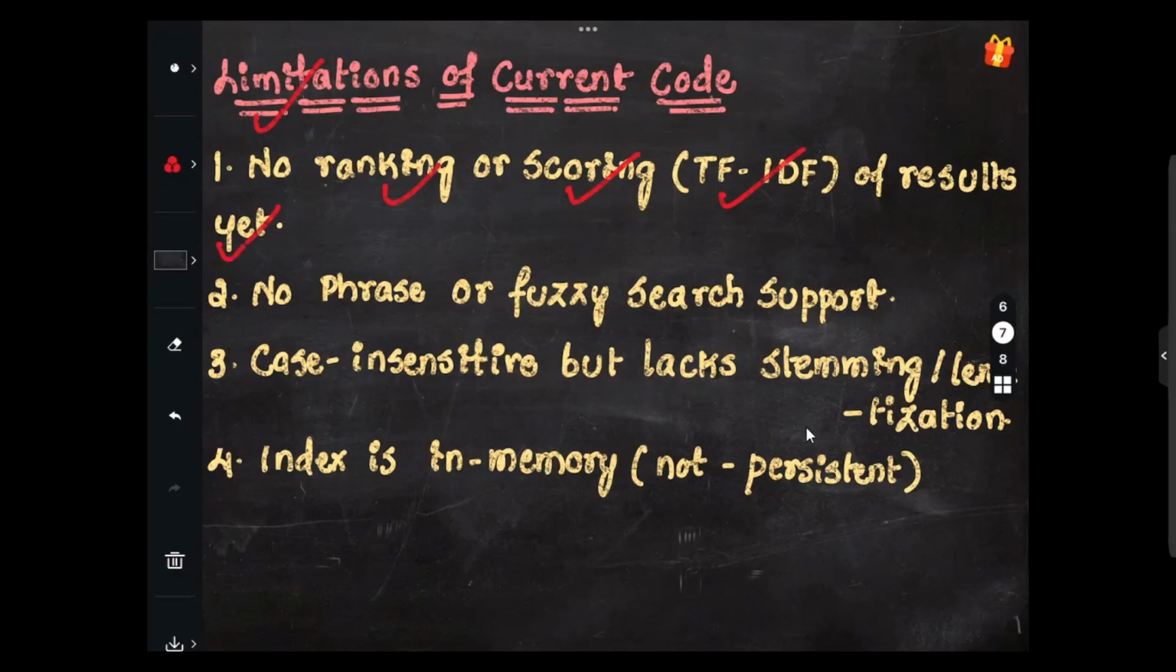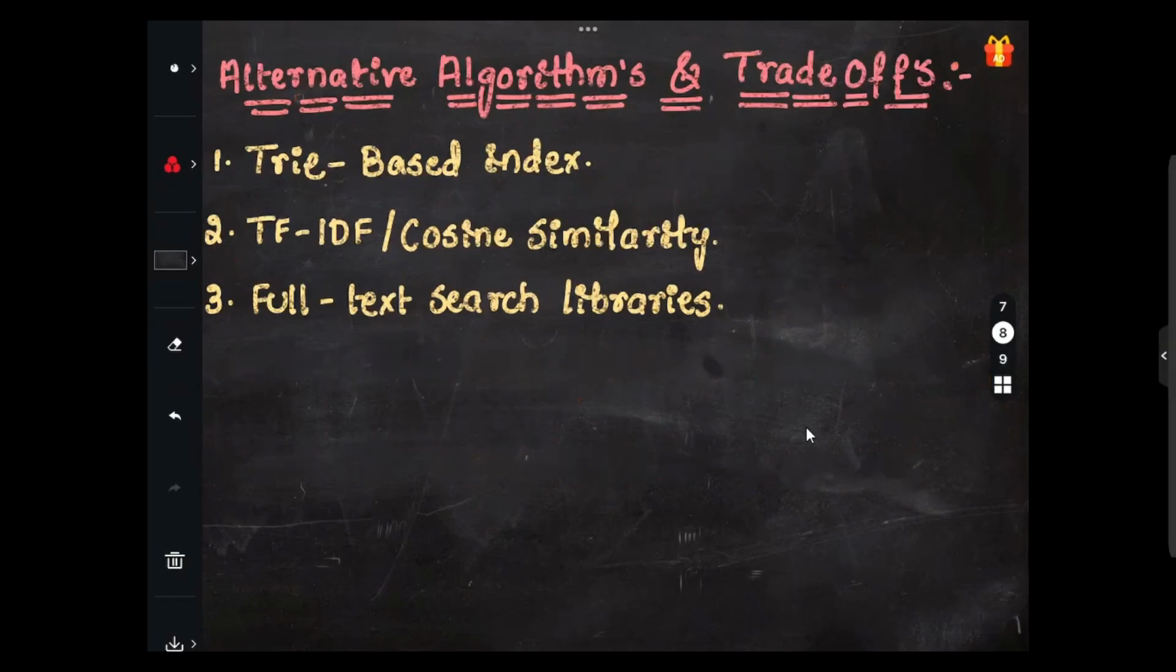Yep. Next, no phrase or fuzzy search support actually. We are not going with the phrase or the fuzzy search support, right? So this is also one of the limitations. Case insensitive but lacks stemming or lemmatization. This is also one of the limitations. The final one is the index is in memory, not persistent, meaning we are not going with any external database, right? So these are some of the limitations that I wanted to discuss with you guys, according to the code we have written.